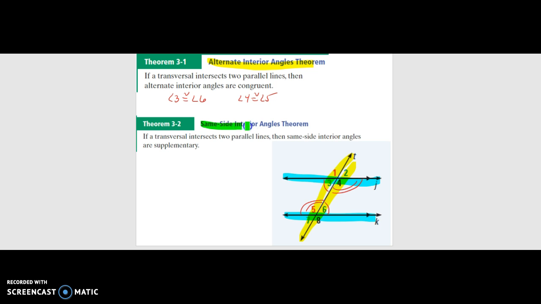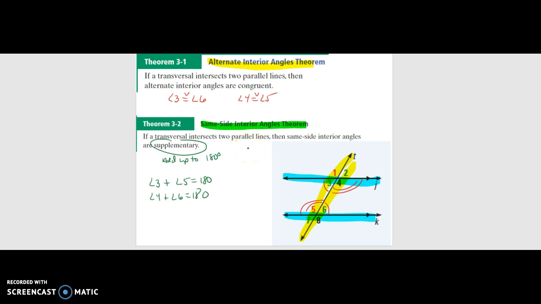Next, we have the same side interior angle theorem. This says if a transversal intersects two parallel lines, then the same side interior angles are supplementary, which means these add up to 180 degrees. So when I identify the same side interior angles here, I'm going to say angle 3 plus angle 5 will add up to 180, and angle 4 and angle 6 will add up to 180. Okay? So you have to know that alternate interior angles are congruent, same side are supplementary.